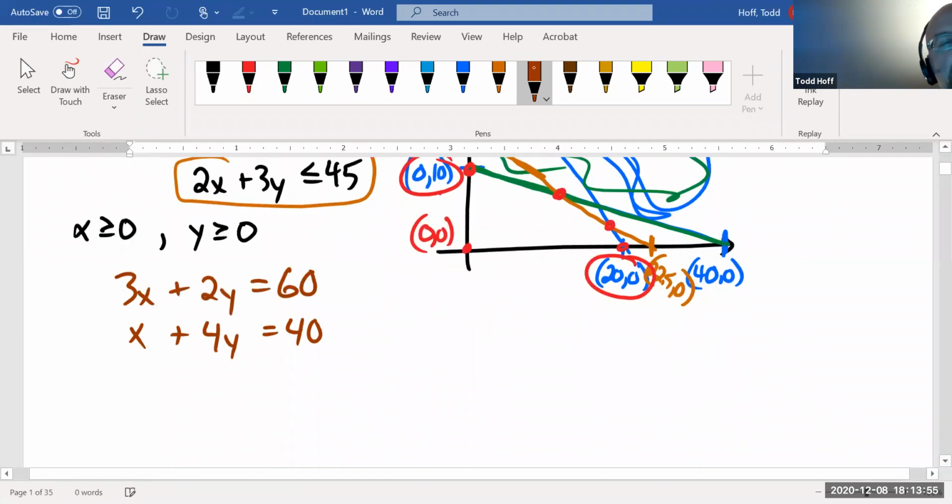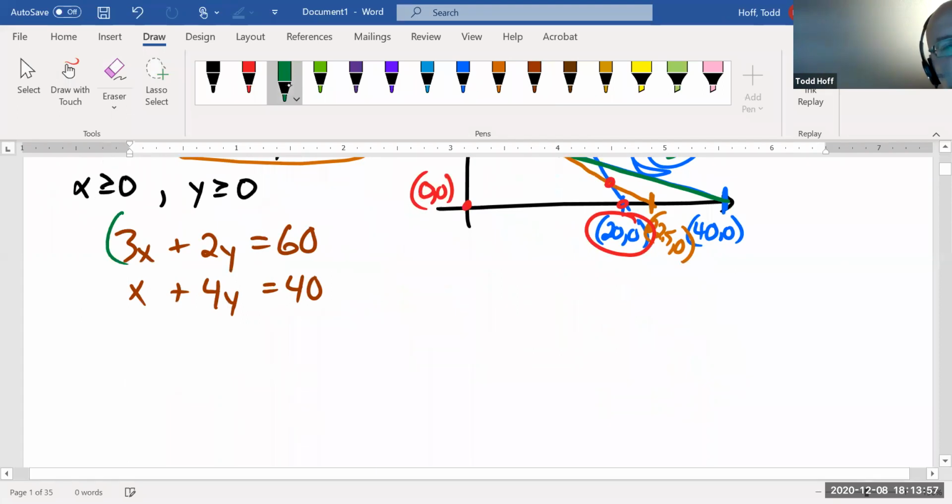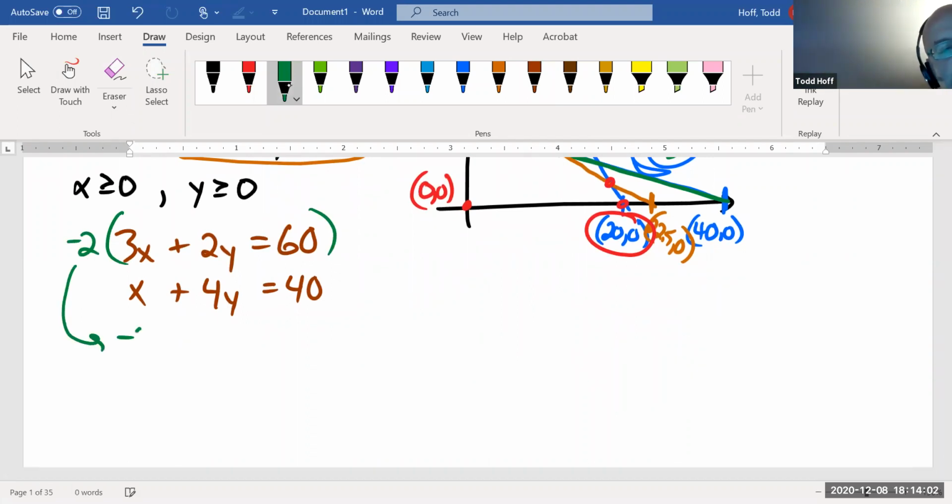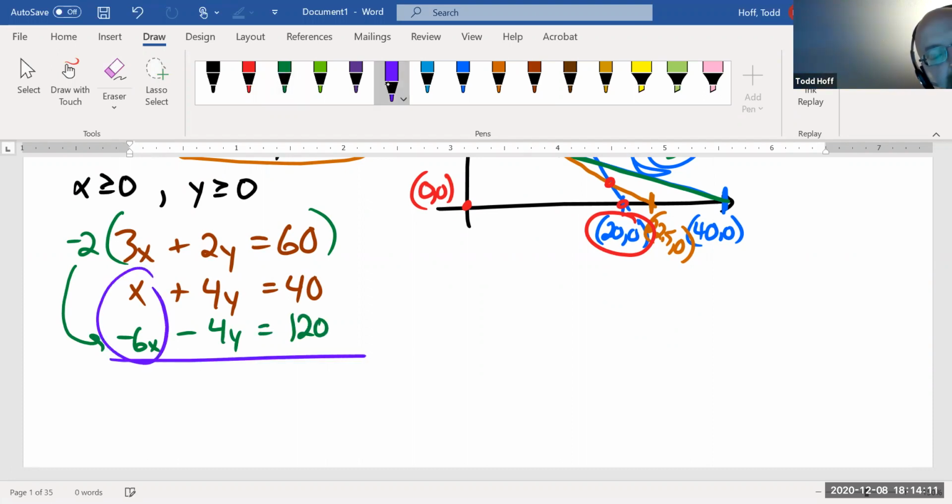Now what I'm going to do here is rewrite this top equation. I'm going to multiply it by a negative 2. What that gives us is negative 6x minus 4y equals negative 120. So that when we add those equations, x plus negative 6x is negative 5x. 4y and negative 4y is 0y. That cancels out, so the y is gone. Equals 40 plus negative 120, oops, that should be a negative 120, is negative 80.